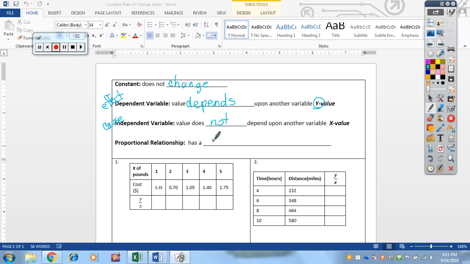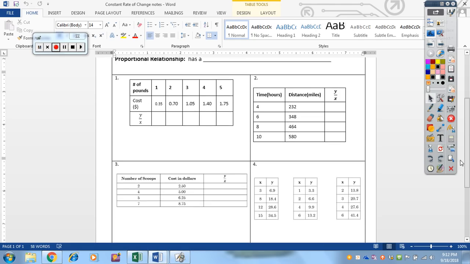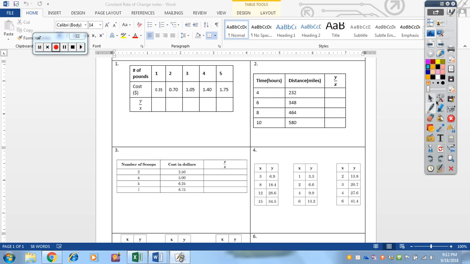Proportional relationship, it is a relationship that has a constant. And relationship is not like you and your boyfriend or your girlfriend. It's like two different numbers. So I guess unless you and your boyfriend happen to be numbers, or you and your girlfriend happen to be numbers, it doesn't work. So let's practice this.